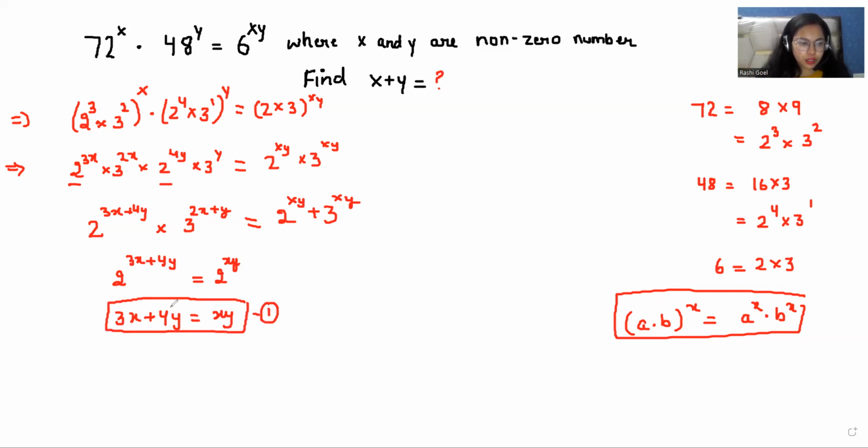Now coming to the 3 power. 3 power 2x plus y is equal to 3 power xy, so 2x plus y is equal to xy. Now we take this as equation number 2.